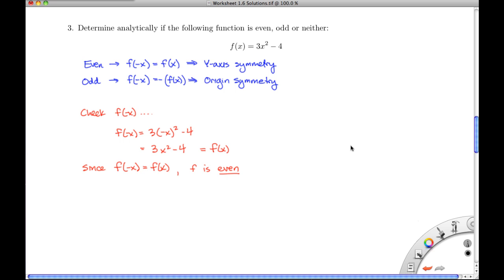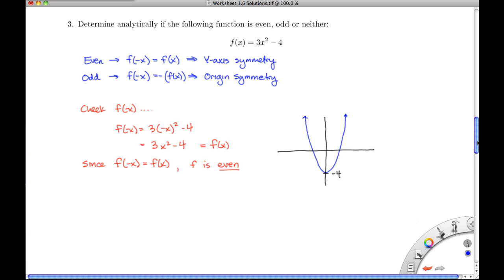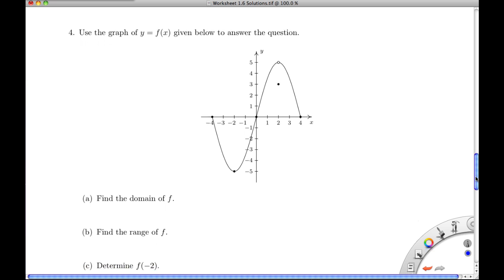So if we were to actually take a look at this graph, we know we've got a quadratic, which is a parabola, and it would turn out that this has a y-intercept at negative 4, and the curve would look like this. And we can see from that curve that it definitely displays the type of y-axis symmetry that we associate with even functions. So that's another way that we could think about it. But in terms of what we did here in the red, that would be analytically determining whether the function is even, odd, or neither.